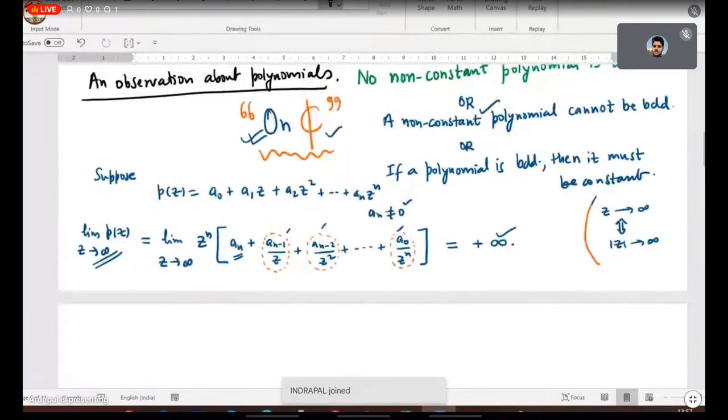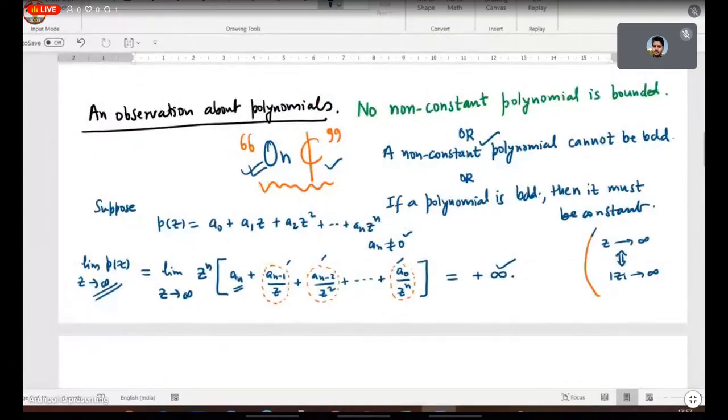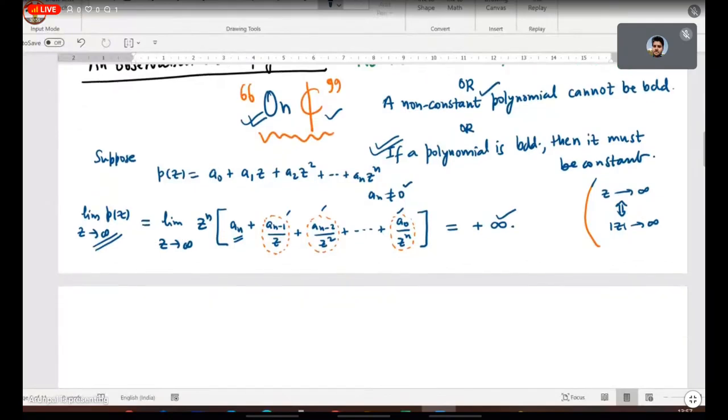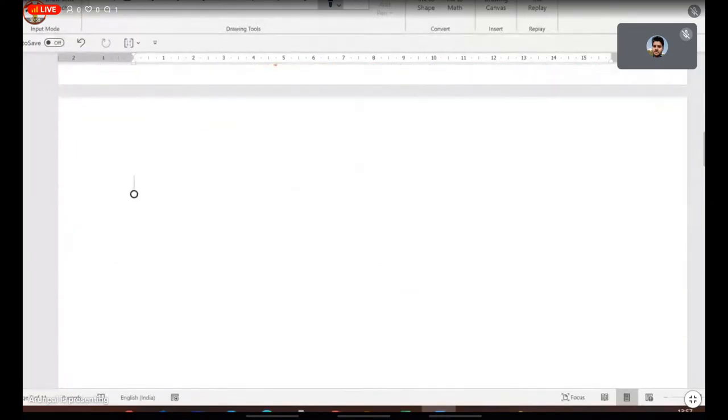Class, let me tell you that the same property is being enjoyed by entire functions. So I will mention the statement about the entire functions parallel to this third statement. If we have an entire function, instead of a polynomial, and it is bounded, then it will be constant. And class, do you remember what that is? Liouville's theorem. Very good. That is Liouville's theorem.